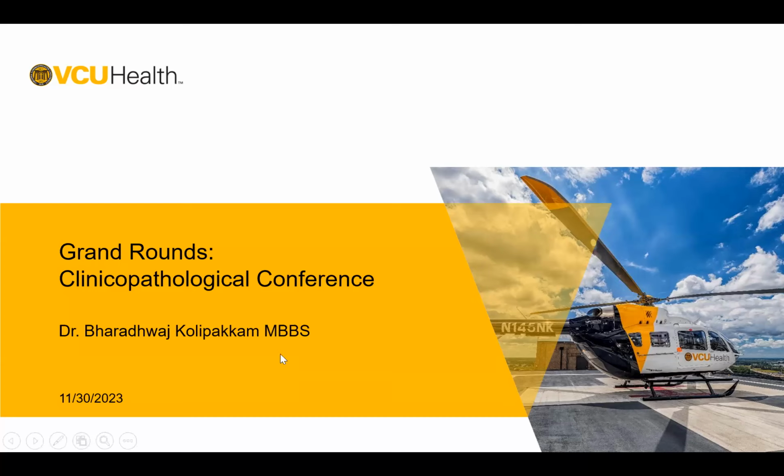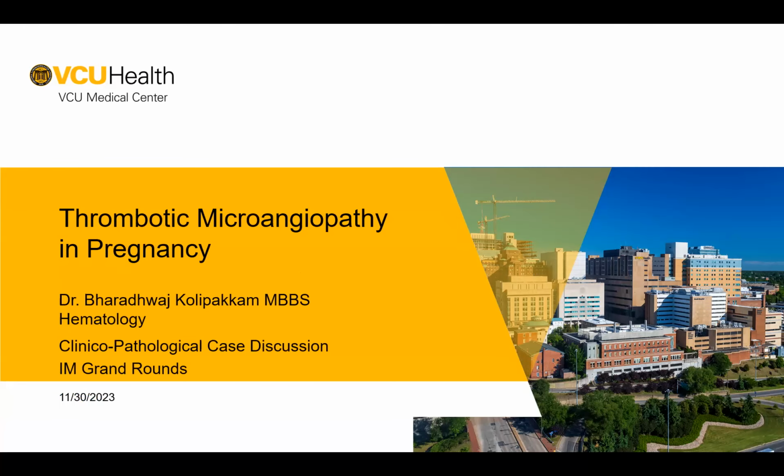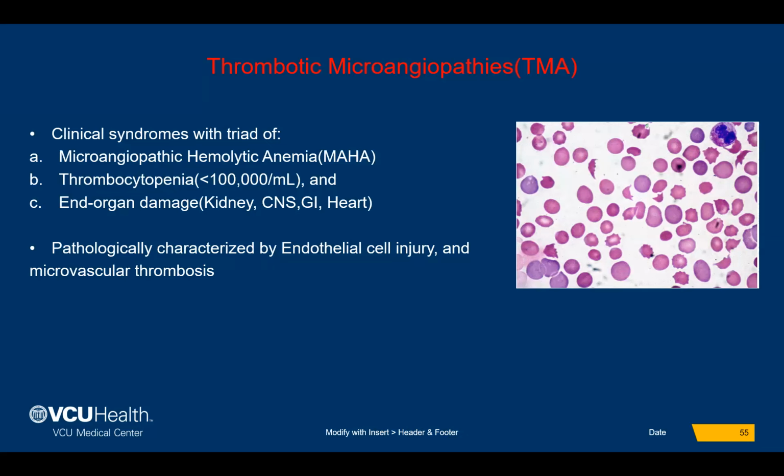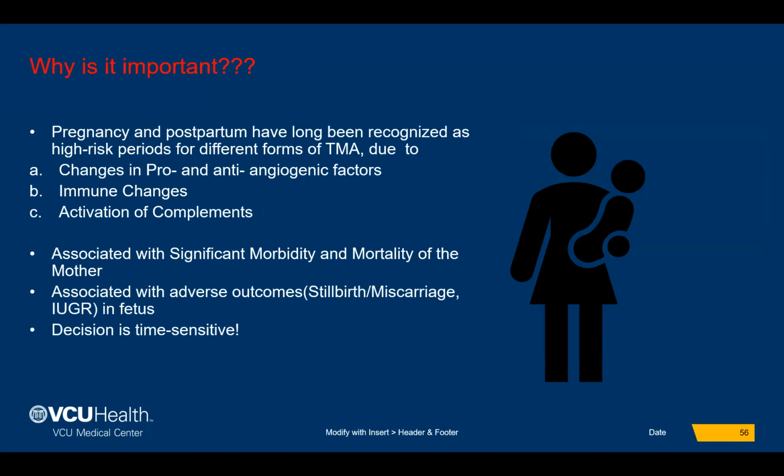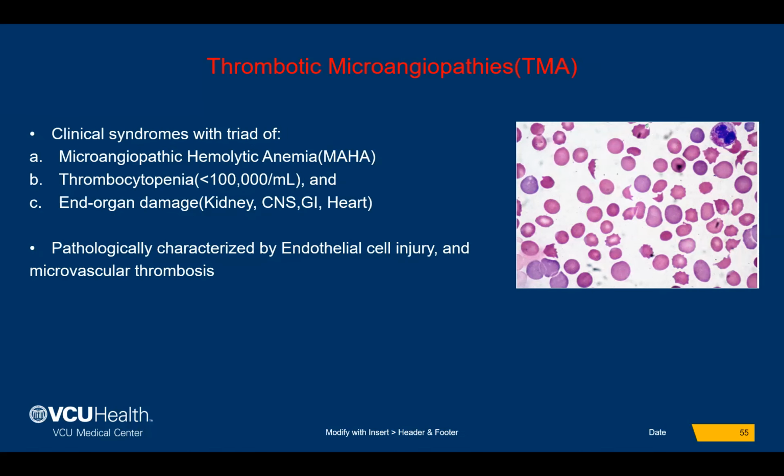All right. So this is a really great case for CPC because pregnancy-associated TMA is a really hard, complicated, high-stakes evaluation and diagnosis because time is of essence when it comes to diagnosis and management. So as had been discussed, thrombotic microangiopathy is a clinical triad of microangiopathic hemolytic anemia, thrombocytopenia, and associated end organ damage. Pathologically, it is characterized by endothelial cell injury and microvascular thrombosis. And of course, the classical schistocytes that we see in the peripheral smear as a consequence of the microangiopathic process.